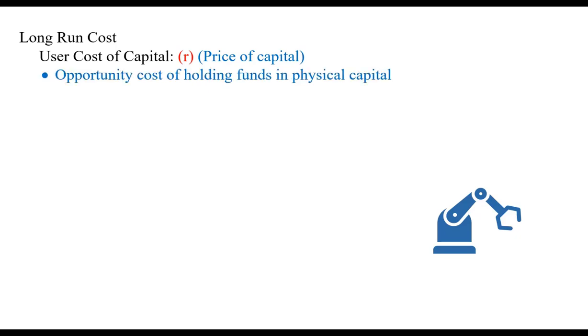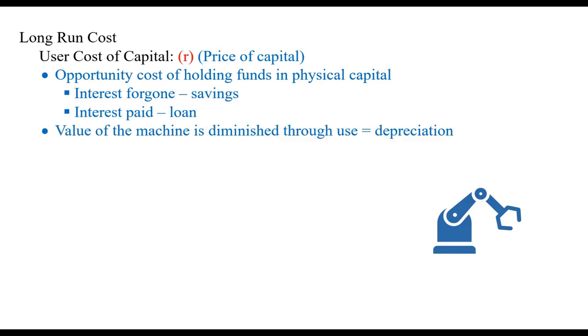The user cost of capital is really the opportunity cost of holding your funds in physical capital. This includes the interest foregone on savings or the interest paid on loans. But we also have to include the value of the machine that is diminished through use. In other words, the user cost of capital includes both the opportunity cost of holding the funds as capital and depreciation. So we'll let little r equal the user cost of capital, or we often call it rent.